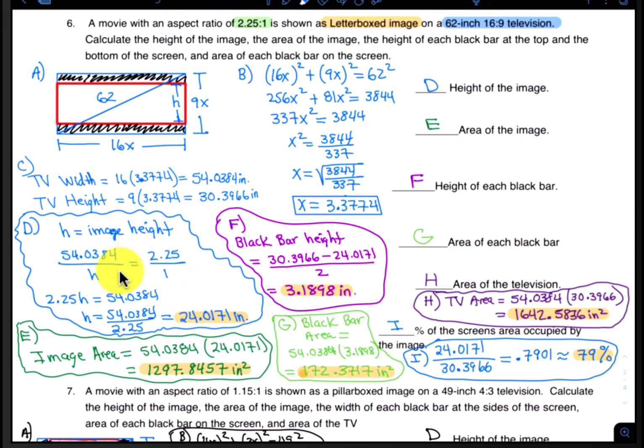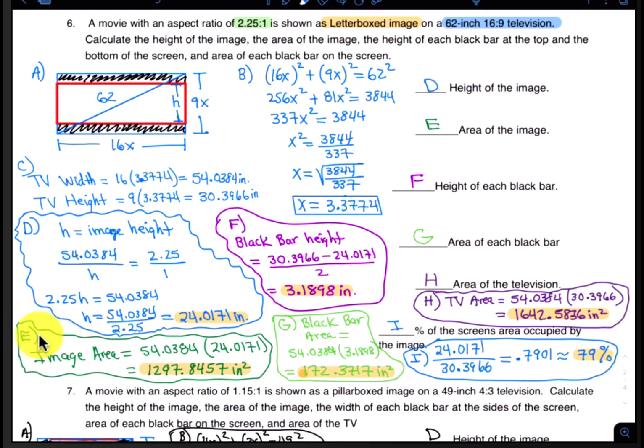Cross multiply, and you get 2.25 times h equals 54.0384. Divide both sides by 2.25 and then put this in the calculator. So 54.0384 divided by 2.25 gives us the image height of 24.0171 inches.